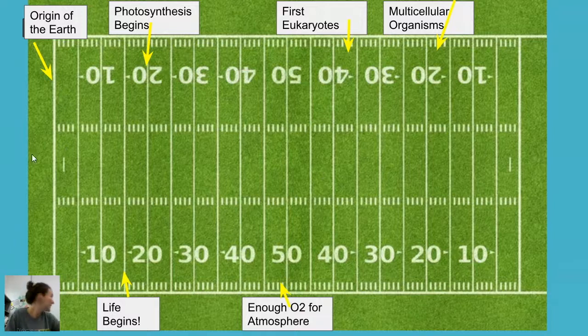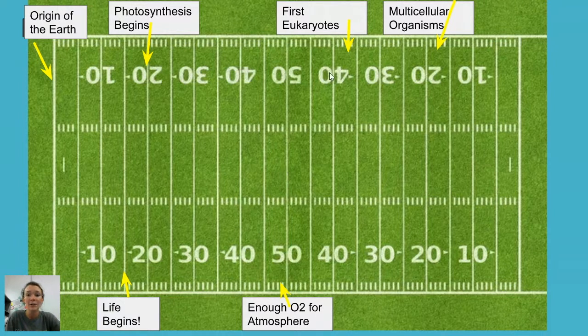nothing but some single-celled organisms, no oxygen, no nothing for half of the Earth's existence, right? And then right around this 50-yard line, we finally have enough oxygen for an atmosphere, okay?